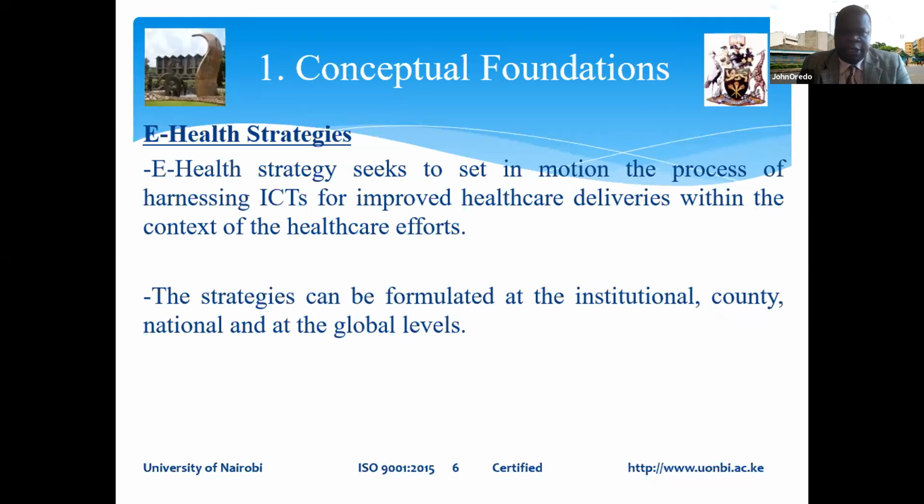So the strategies can be formulated at the institutional level, the county level, the national level, and even at the global level. So an institution like KNH may have its own e-health strategy, how it wants to use ICTs to enhance or to improve the services that it offers. A county, and given that health seems to be a devolved function, the counties may also have their own e-health strategies. At the national level, we have an e-health strategy, and that is what I'm going to go through in the next part, what this strategy talks about.